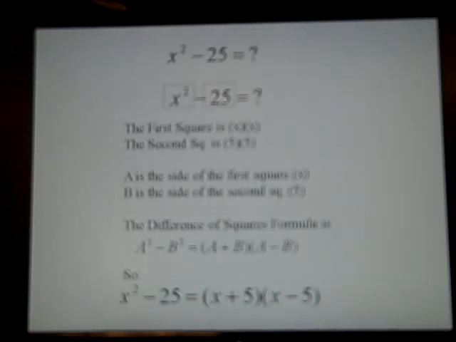x squared minus 25 equals. The first square is x times x. The second square is 5 times 5. a is the side of the square x. b is the side of the second square, 5. The difference of squares formula is a squared minus b squared equals a plus b times a minus b. So x squared minus 25 equals x plus 5 times x minus 5.